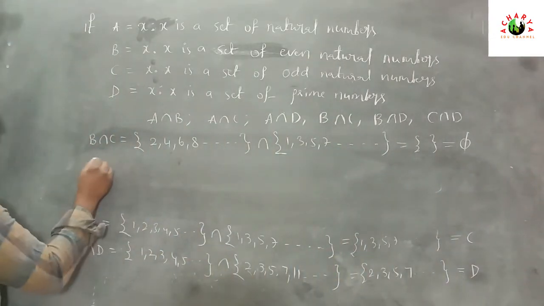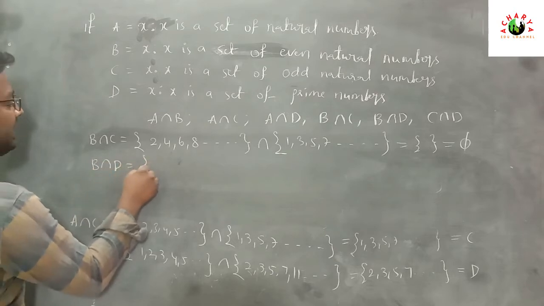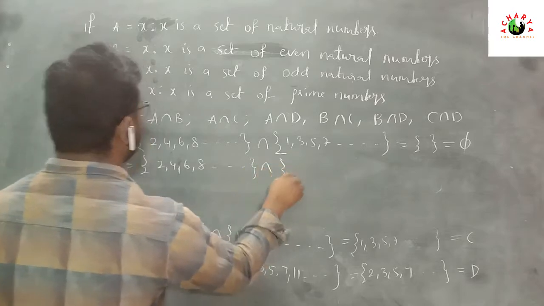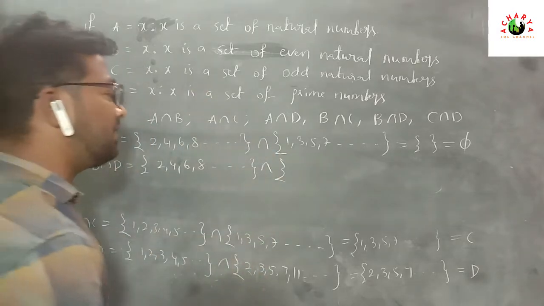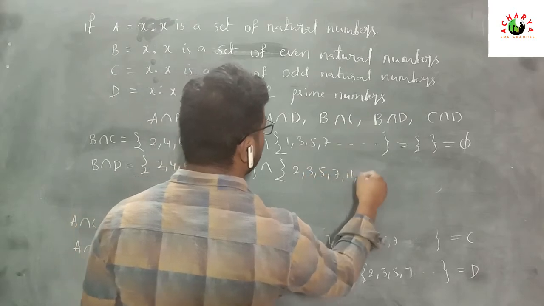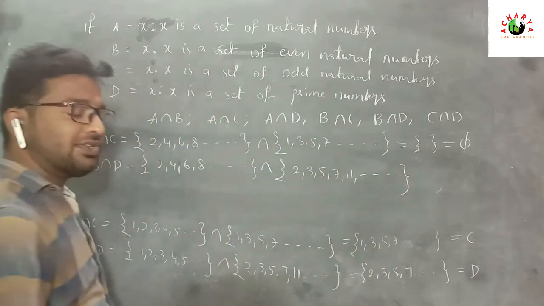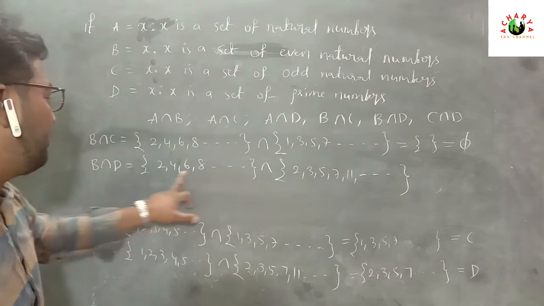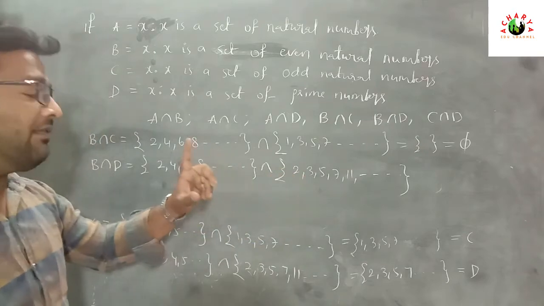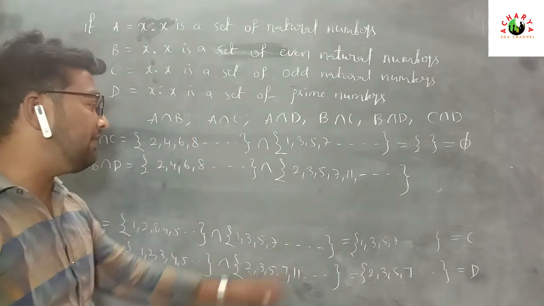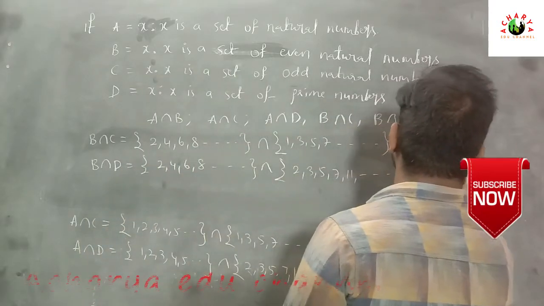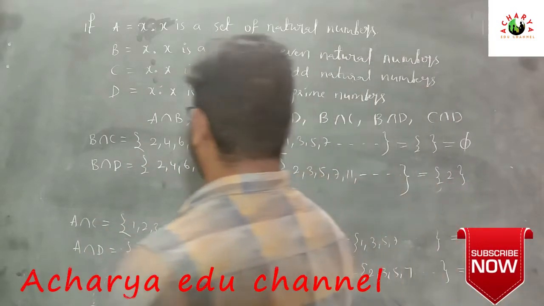The next one is B intersection D. B is 2, 4, 6, 8, and so on. D is the set of prime numbers: 2, 3, 5, 7, 11, and so on. Now once you check it, what is the intersection part here? The set of even and the set of prime. We have only one even prime. What is that even prime? That is 2. So the answer is 2. This is the even prime.